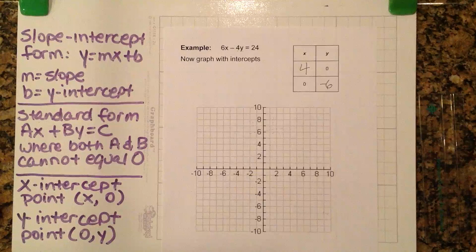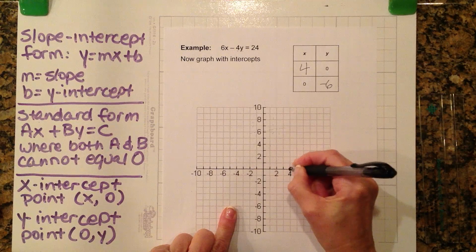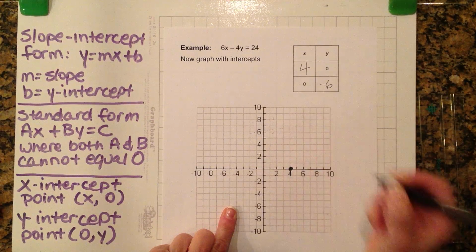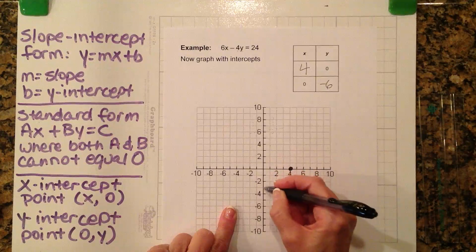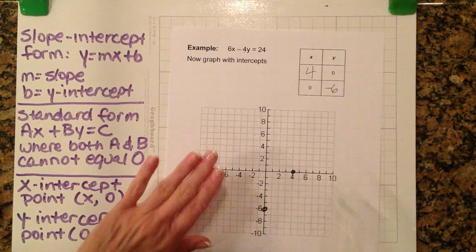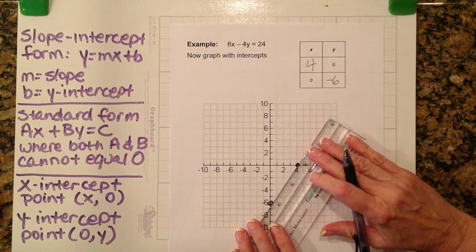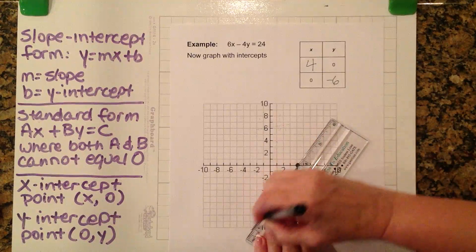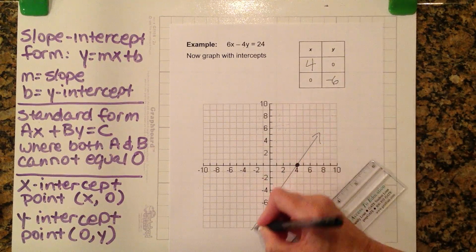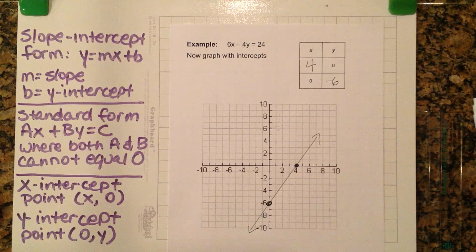So now I can graph that with intercepts, can I? I'm going to graph the ordered pairs (4, 0) and (0, negative 6): 1, 2, 3, 4, 5, 6, right there, and then draw my line. Here we go. There we go. We have the line of that equation right there, graphed for you.